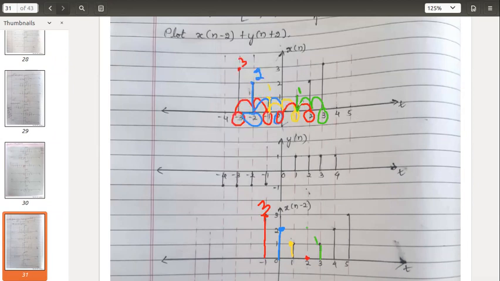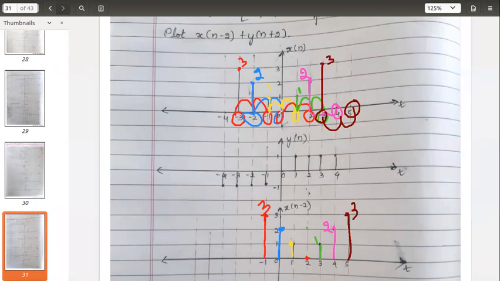Then next, take this point, amplitude is 2. Shift this, 1, 2. I will reach at 4. So at 4, draw this amplitude 2. And finally, the last one, take this, it is 3 amplitude, shift by 2 amounts, I will reach at 5. So at 5, draw this amplitude 3.